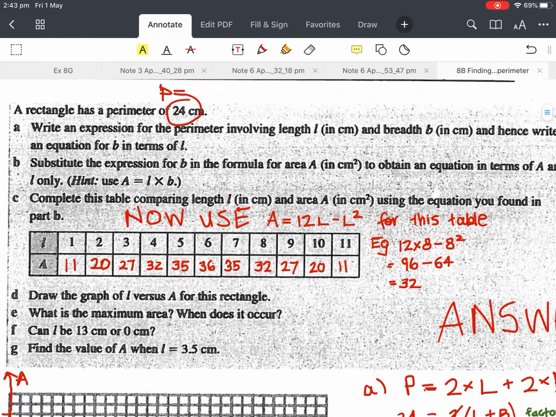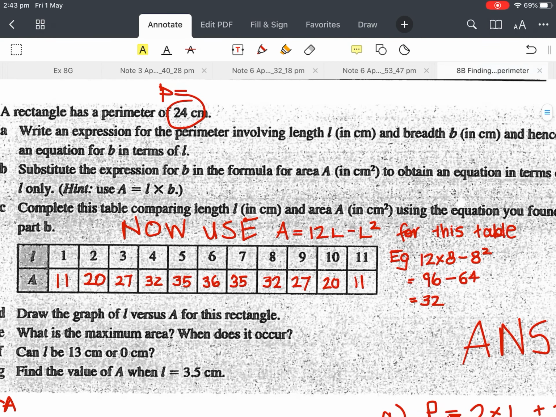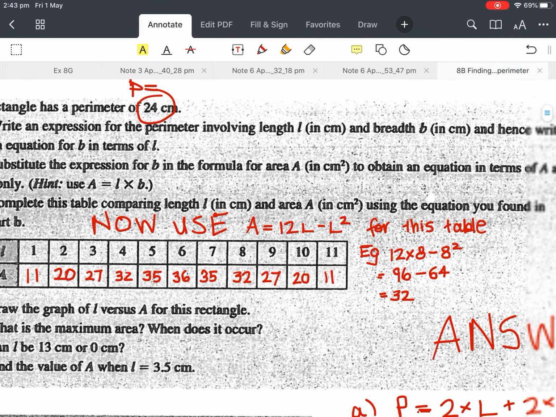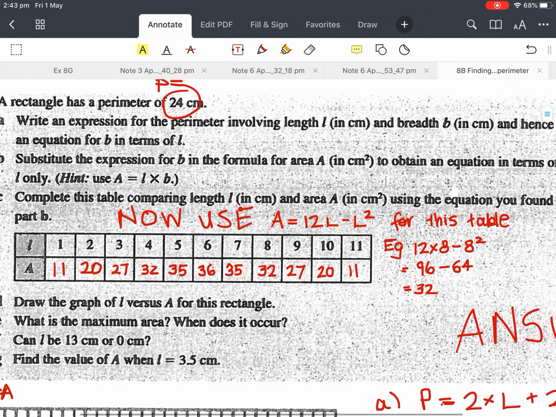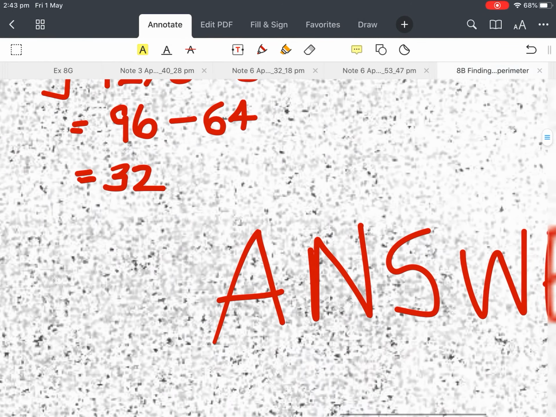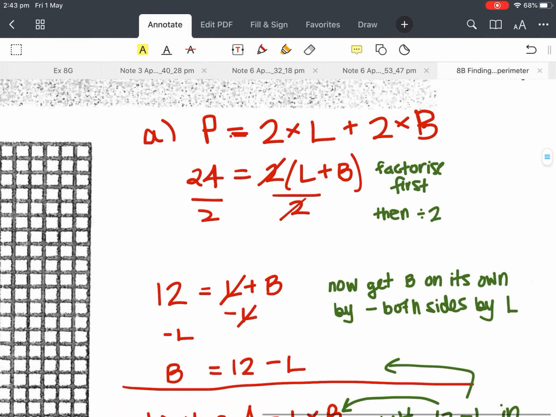All right, so question B is next. B says, substitute the expression for B, so what we just found, in the formula for area to obtain an equation in terms of A and L only. So we don't want any B's in our equation, is what that's saying. All right, so I'll get you back over here. Sorry about that, should have done that first.